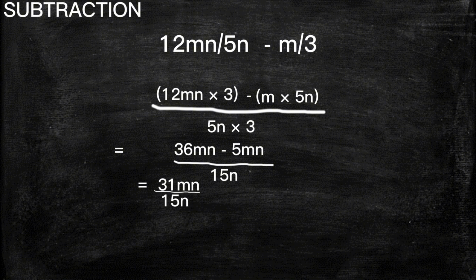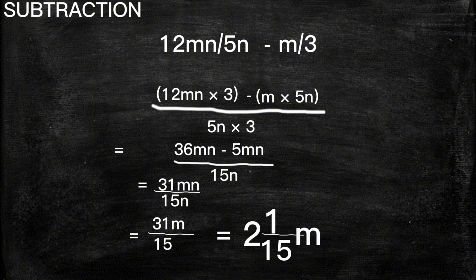All right, this could have been our final answer, but there is something here. n is common between the numerator and denominator, so we cancel it out, and then we have our final answer to be 31m all over 15, which we can put in mixed fraction form to give us 2 whole number 1 all over 15m. This is our final answer.